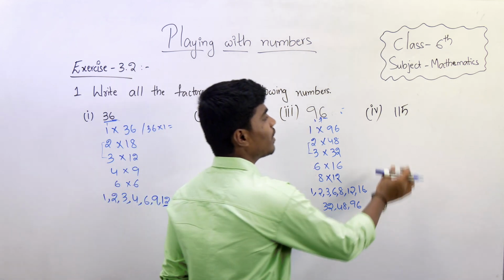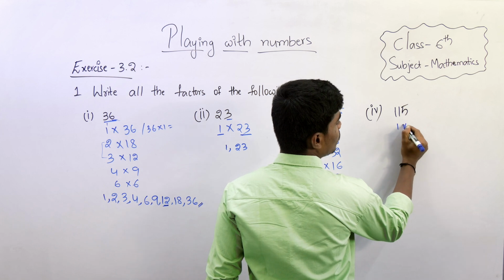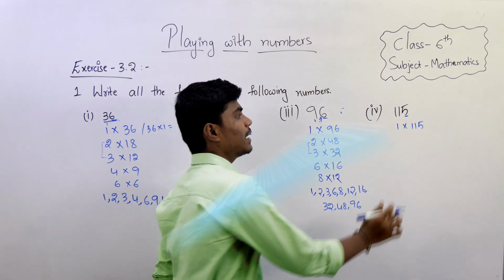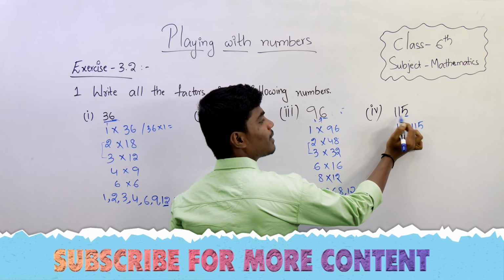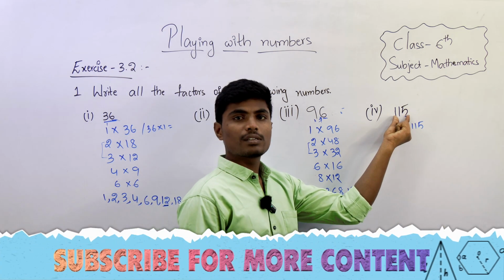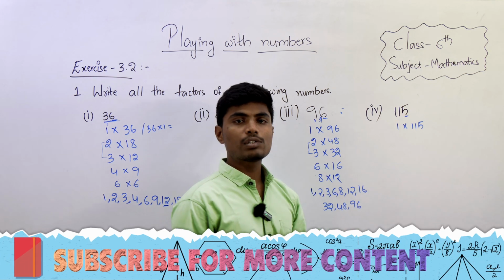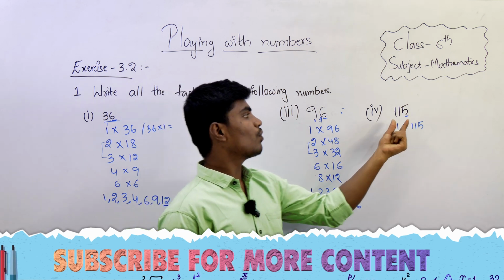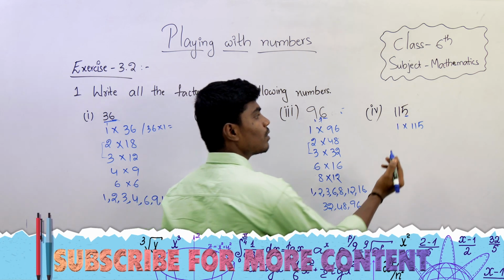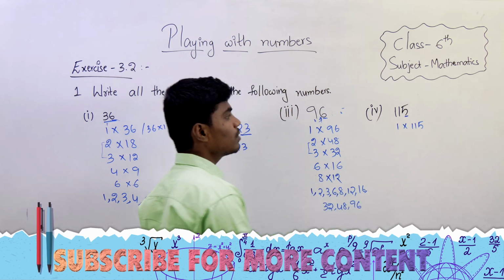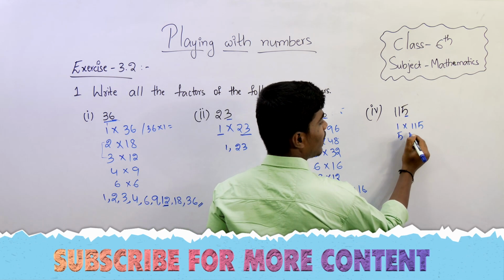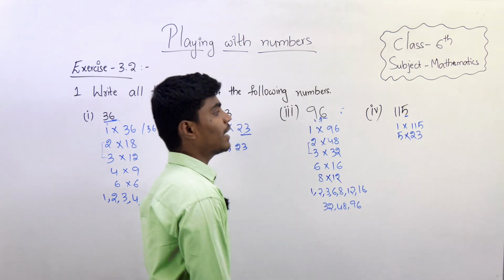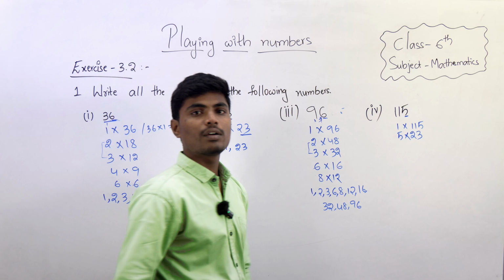Okay, now let's move to 115. See, 1 times 115. In ones place we have 5, so it is not divisible by 2. Let's check for 3 divisibility. 5 plus 1 is 6, 6 plus 1 is 7. The sum of the digits is 7, so this number is not divisible by 3. Now 4, it is not divisible by 4. In ones place we have 5, so it is divisible by 5. So 5 times 23: 5 twos are 10, 5 threes are 15. Other than 5 and 23, there are no more factors for 115.